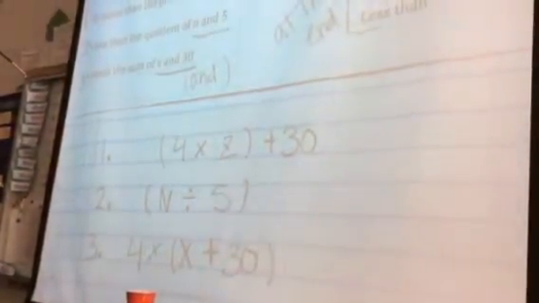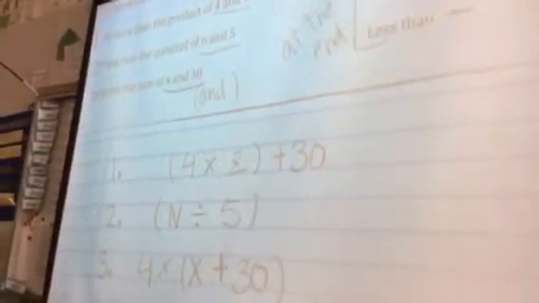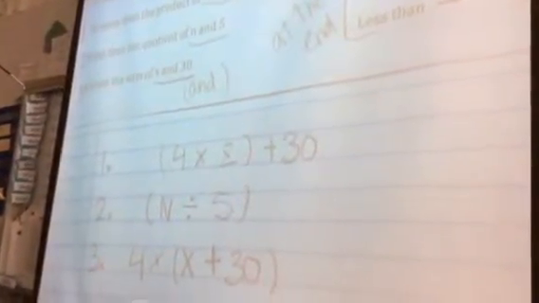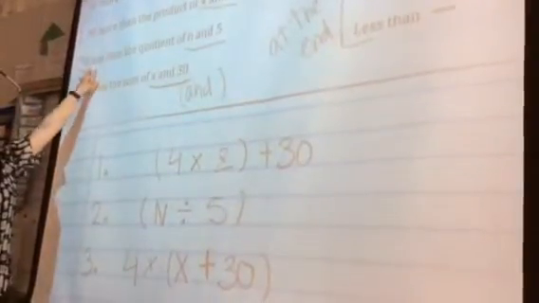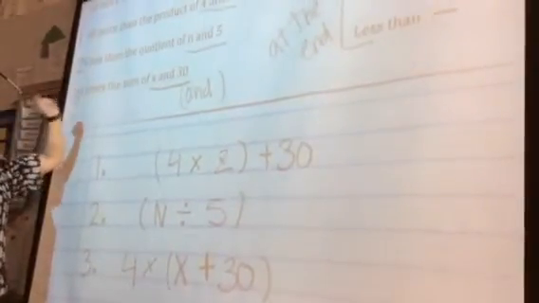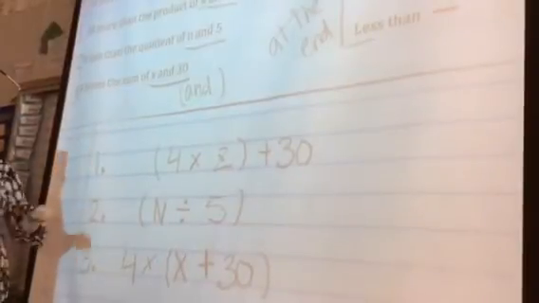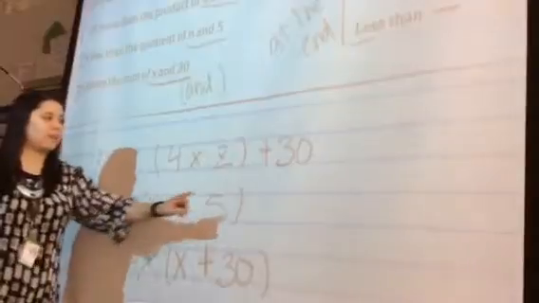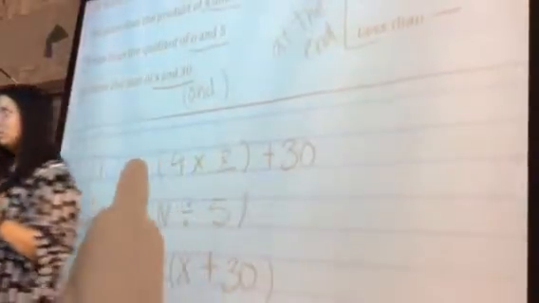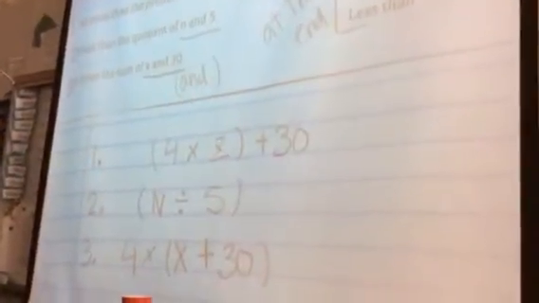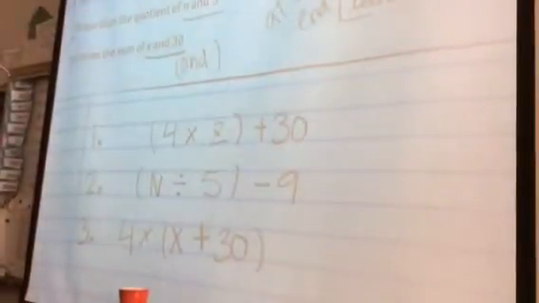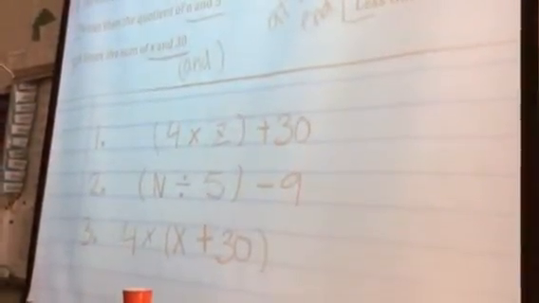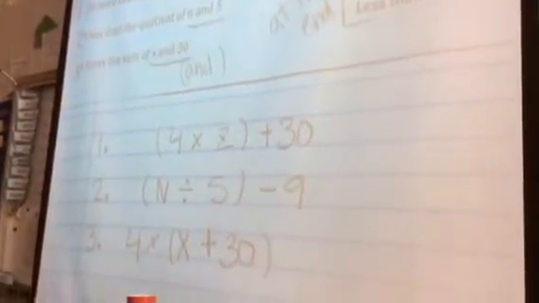Divide. Okay, so now I have 9 less than the quotient. Where is 9 less than the quotient going to go? Am I going to say 9 minus, or am I going to say n divided by 5 minus 9? Yeah, n divided by 5 minus 9. Perfect.